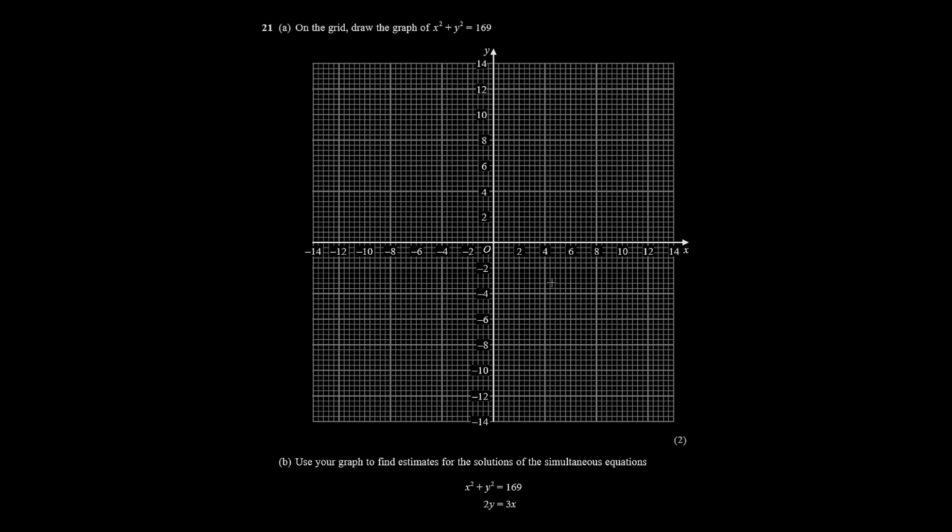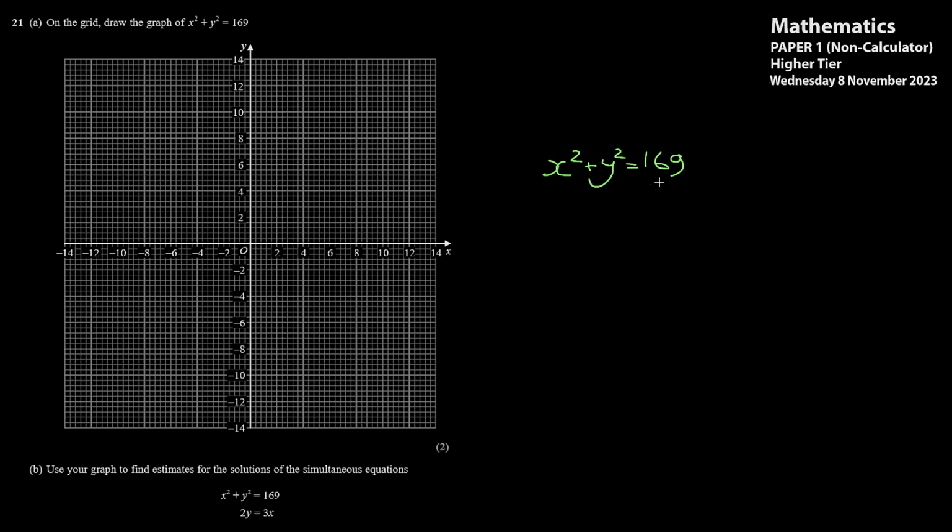Question 21, we've got a grid here and we've been asked to draw the graph of x squared plus y squared is equal to 169. You should recognise this as a circle, whose general equation is x squared plus y squared is equal to r squared. This is a circle based at the origin. So 169 is equal to r squared, so therefore r is equal to 13. So we need to draw a circle, radius 13.